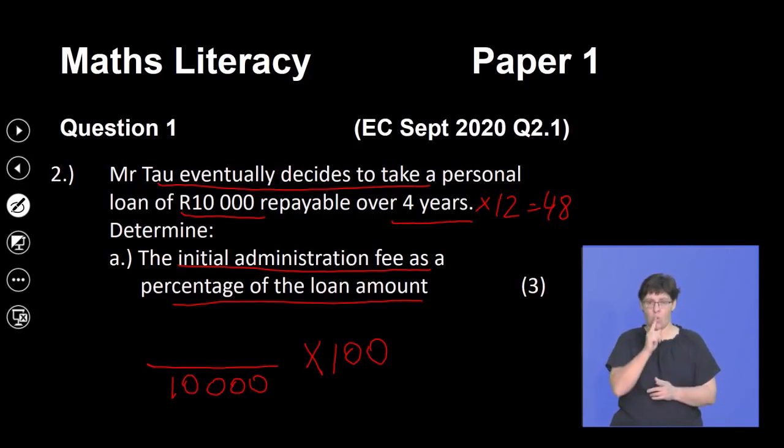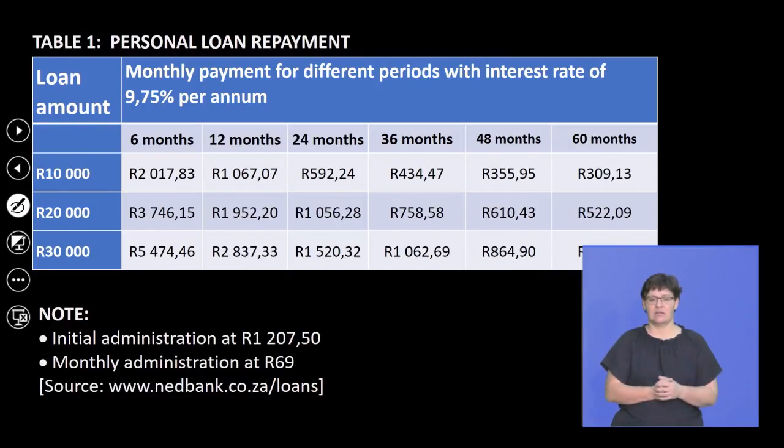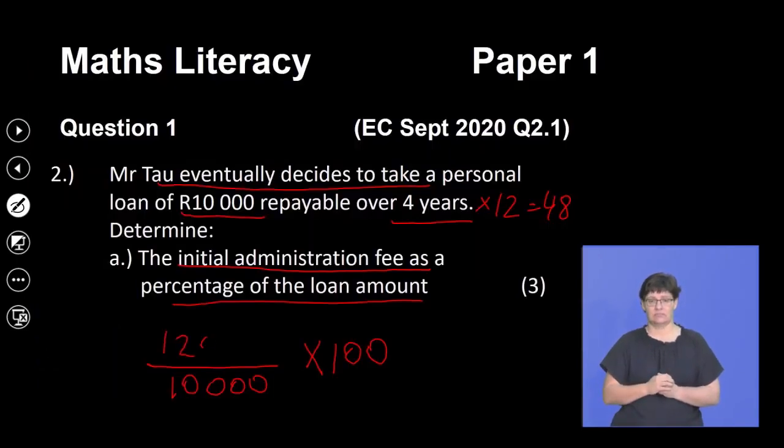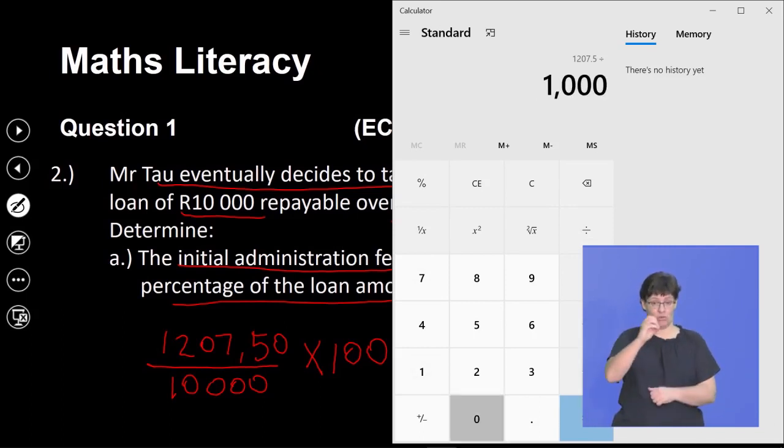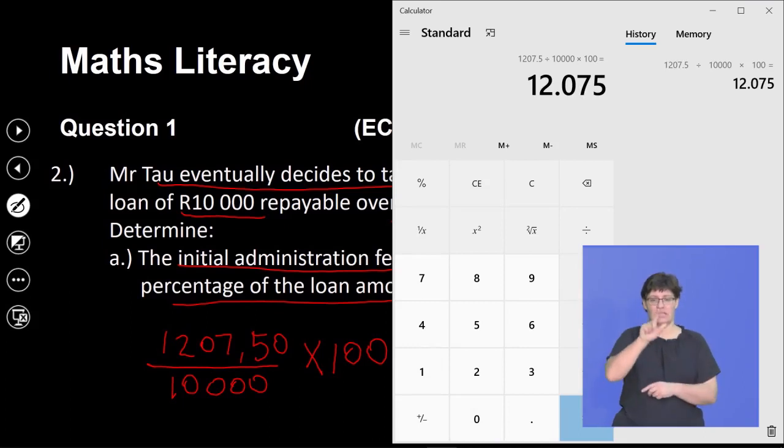And now I need to go to the table to see what that initial admin fee was. So it was 1,207 and 50 cents. So that is my amount. Right, so we're going to type in our 1207.50, divide that by 10,000, and remember to count your zeros, make sure it's 10,000, and finally times by 100, and we get our answer. It's 12.075%.